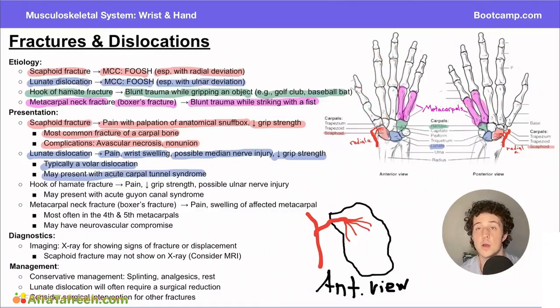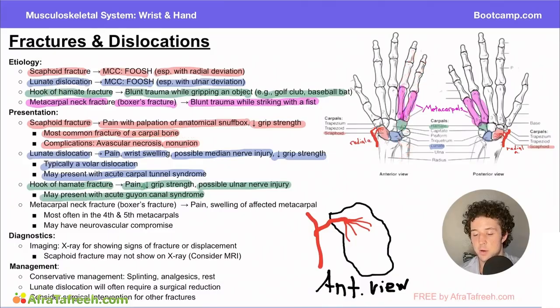We can contrast that with a hook of hamate fracture, in which we will still see pain and decreased grip strength, but more likely to be a possible ulnar nerve injury. So remember that that ulnar nerve is going to run up through the ulnar side, through Guyon's canal, and then up the hand, where it will pass by that hook of hamate. And so in the event that we fracture this hook of hamate and we compress or damage the ulnar nerve, we may present with acute Guyon's canal syndrome. So remember, there will be pain, paresthesias, or weakness on the ulnar side of the hand.